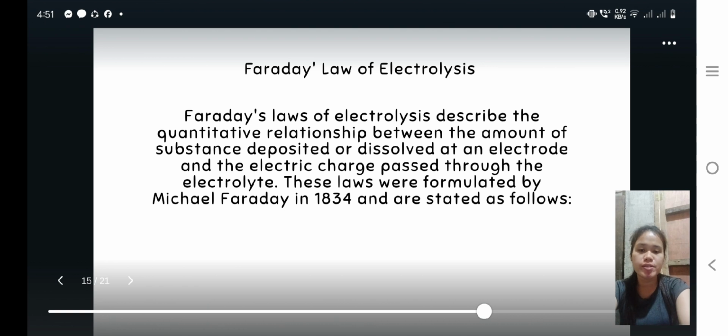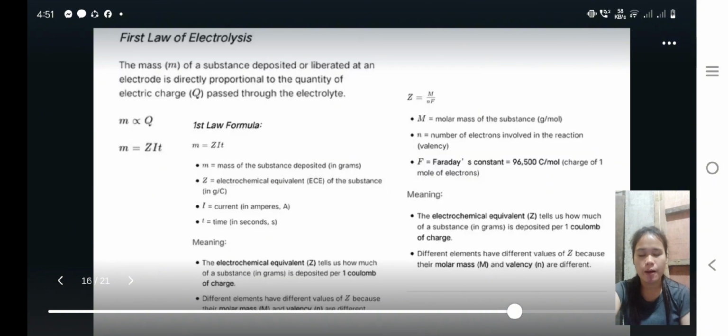So the next principle of electrochemical methods is the first Faraday's law of electrolysis. Faraday's laws of electrolysis describe the quantitative relationship between the amount of substance deposited or dissolved at an electrode and the electric charge passed through the electrolyte. These laws were formulated by Michael Faraday in 1834 and are stated as follows.